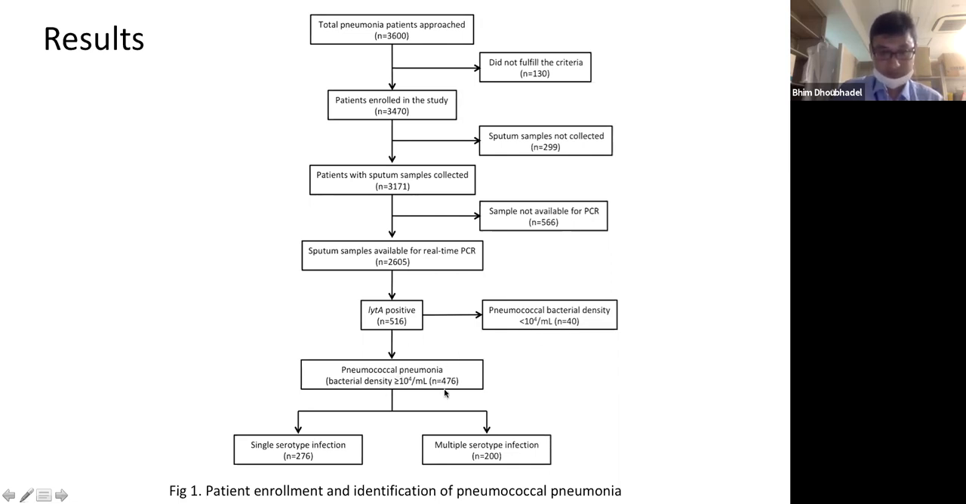So 476 patients had a pneumococcal density of more than 10⁻⁴ per ml. We used this cutoff criteria, and when we did serotyping, we found that 276 had a single serotype, and 200 patients had multiple serotypes, 2 or more than 2 serotypes.